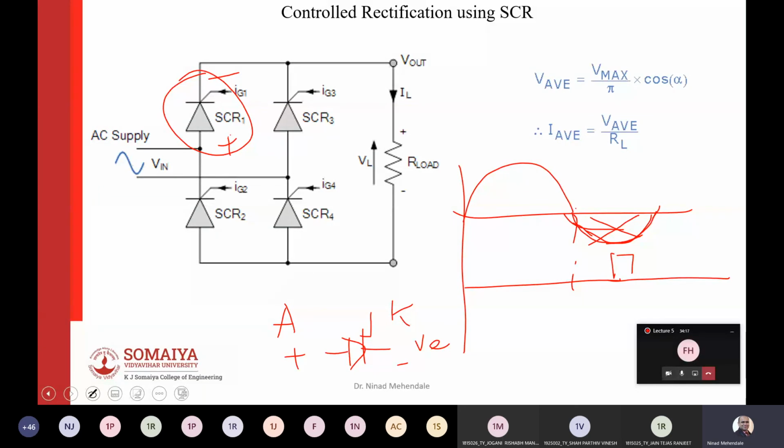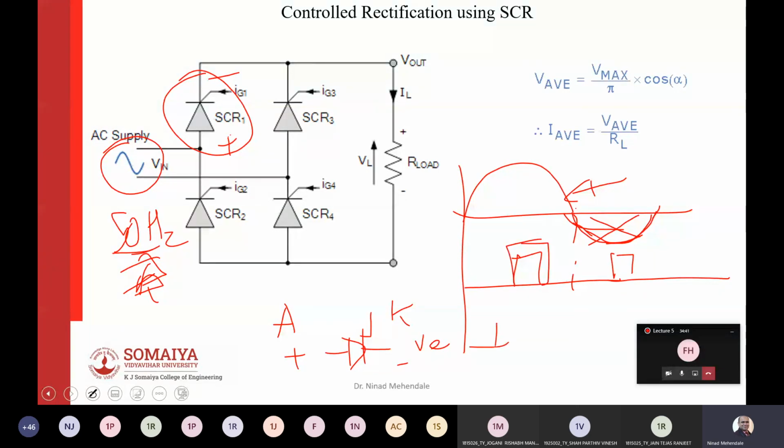then only your SCR gets turned on. So this pulsing frequency should always be equal to or greater than your input frequency, which is typically 50 hertz because you always work with Indian sockets, or 60 hertz if you go to the US and try a similar kind of experiment. So typically 50 hertz or more should be your pulsing frequency.